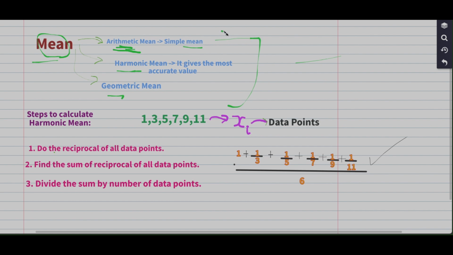From the names you can understand, arithmetic mean is only the simple mean that you calculate by the simple method: some values are there, you find their sum and you divide it by the number of observations, the number of values, right?